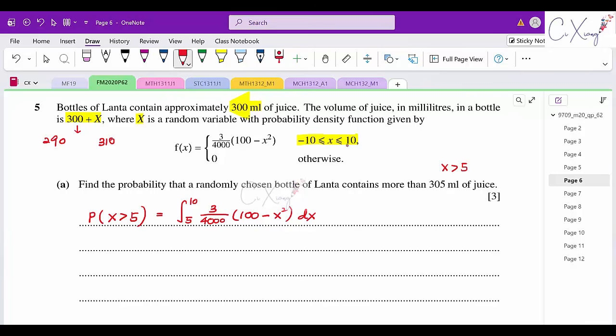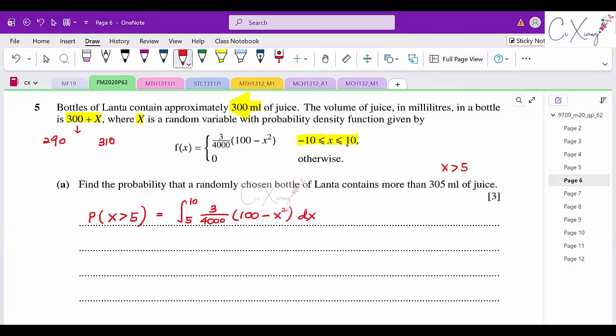Okay, so this is what we have so far. We have to integrate this to get the probability of x greater than 5, because only when x is greater than 5 will the bottle contain more than 305 milliliters of the juice. Alright, so let us start the integration.